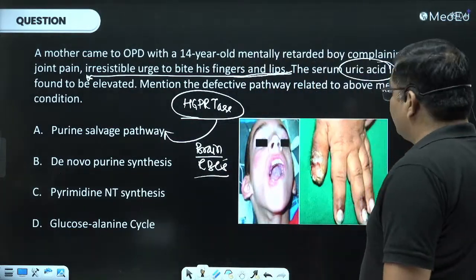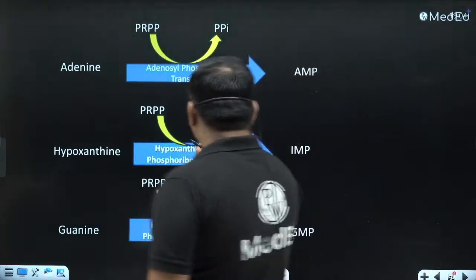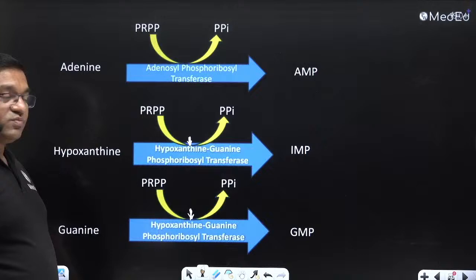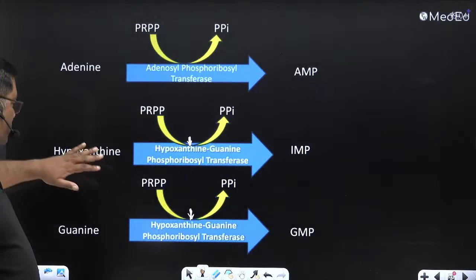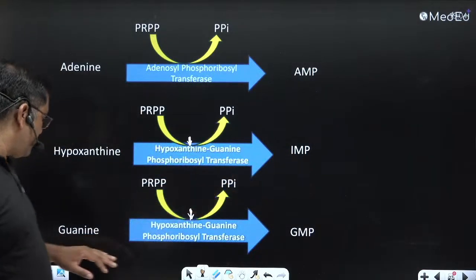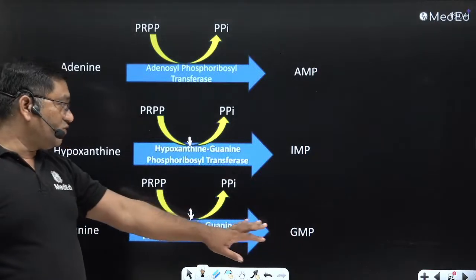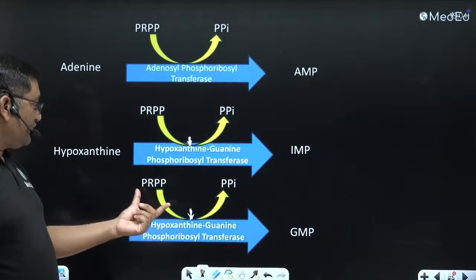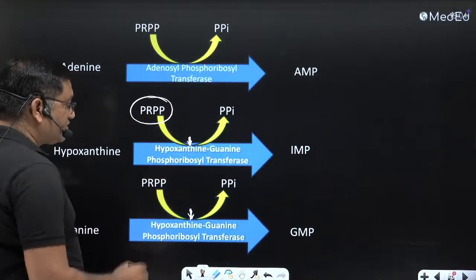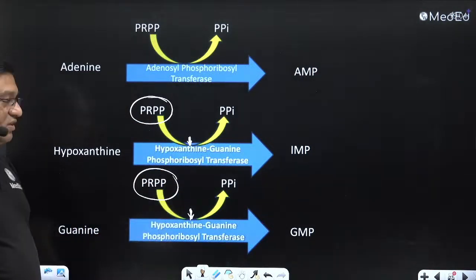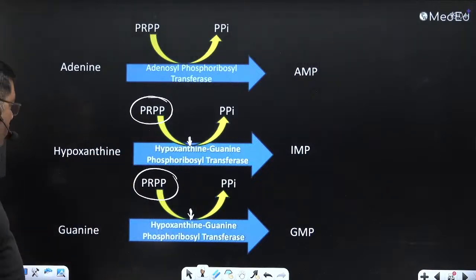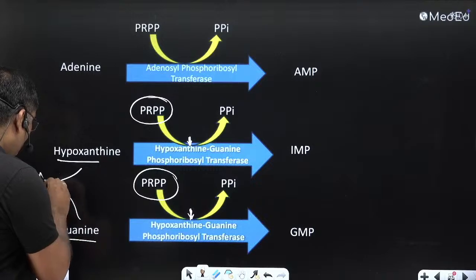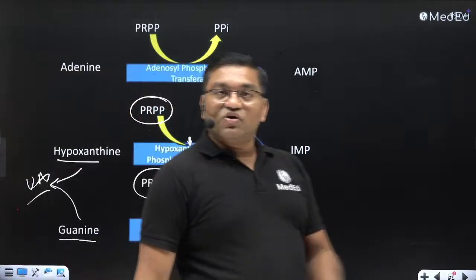So we'll see this. See, this is the pathway which is defective. So this is the defect here. Hypoxanthine guanine phosphoribosyl transferase. This is the purine salvage pathway in which hypoxanthine is converted into inosine monophosphate and guanine is converted into guanosine monophosphate. So when there is a defect in the hypoxanthine guanine phosphoribosyl transferase enzyme, there is accumulation of PRPP, which is the substrate for de novo purine nucleotide synthesis, and it increases the uric acid level. Also this hypoxanthine and guanine are converted into uric acid. So it increases the uric acid level and causes the gout-like symptoms.